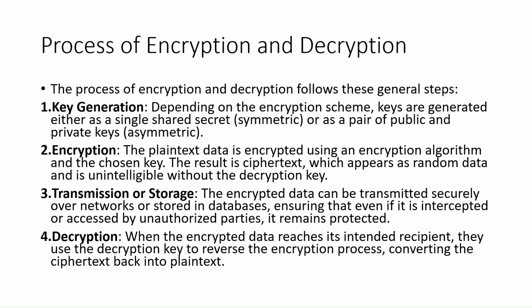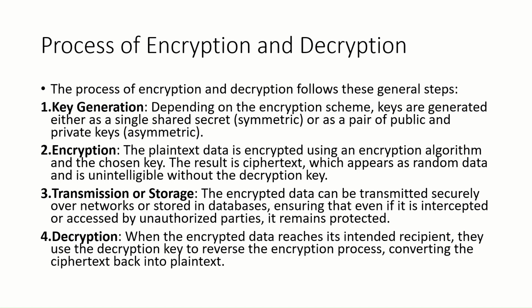So from the things that we have discussed earlier, you could get what encryption and decryption is. And here let me give you a brief example of the process involved in the encryption and decryption. The process of encryption and decryption follows these general steps. The first one is key generation. Depending on the encryption scheme, keys are generated either as a single shared secret, which is symmetric encryption, or a pair of public and private keys, which is asymmetric encryption. So the key generation should be done.